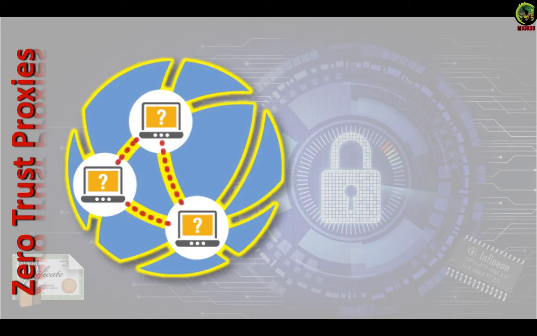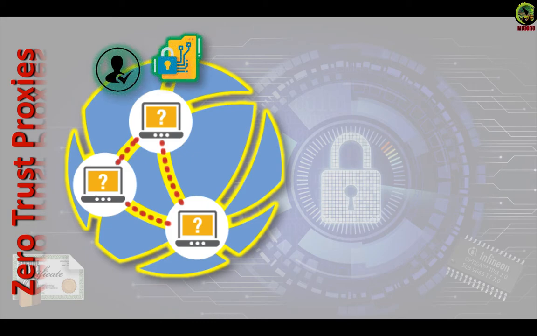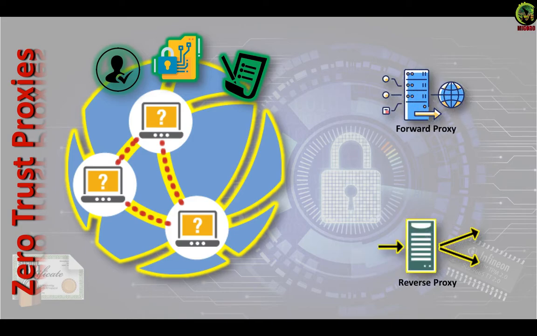Zero Trust proxies are application level proxy servers which can be used to secure a Zero Trust network. Proxies are deployed as infrastructure to handle authentication, authorization, and encryption responsibilities. Zero Trust proxies can operate in two different modes, reverse proxy or forward proxy.